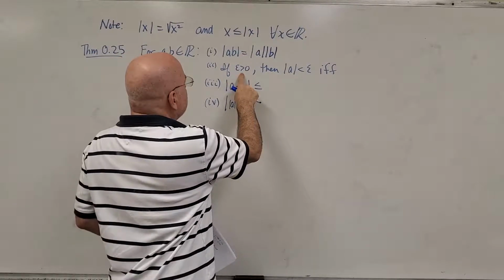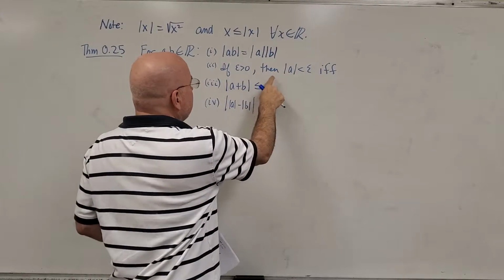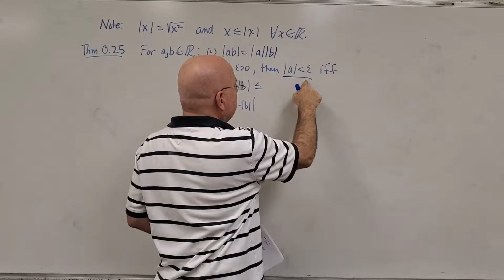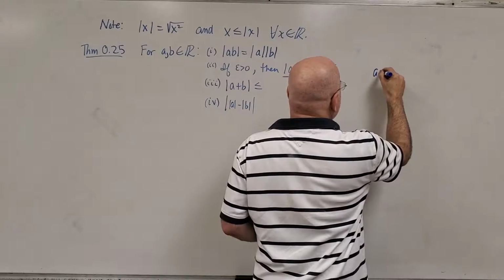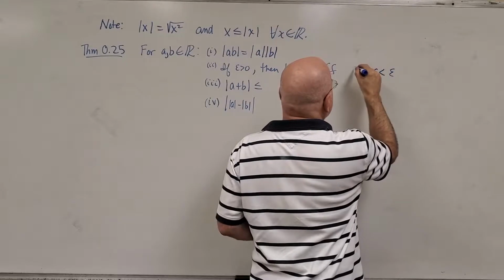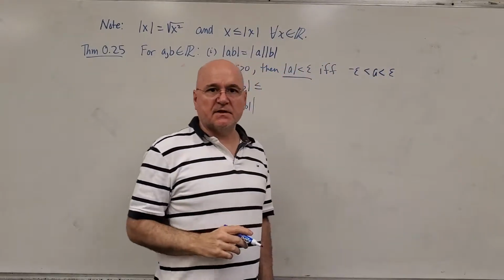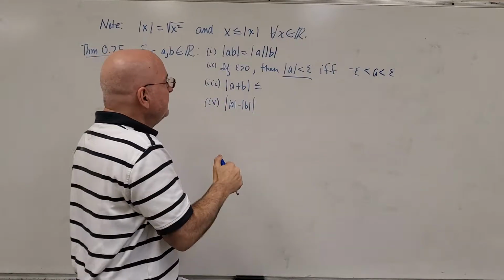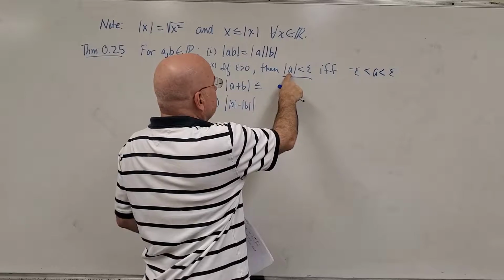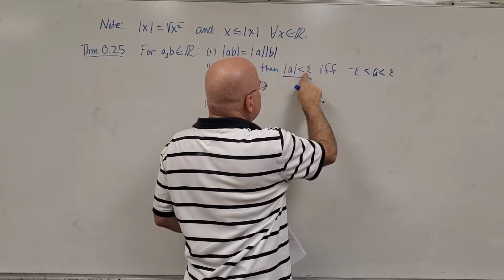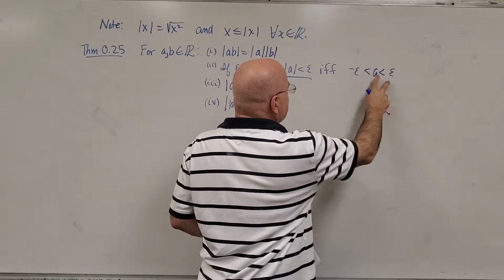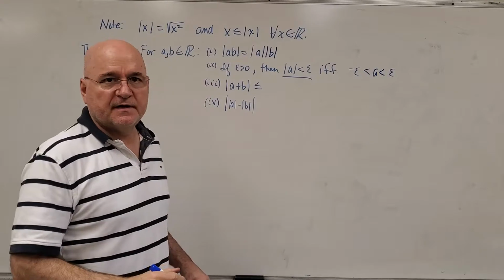If epsilon is greater than 0, then the absolute value of A is less than epsilon if and only if A falls in between negative epsilon and epsilon. That's what the absolute value means. It means that the distance between A and 0 is less than epsilon. The distance could be in either direction, but A is between negative epsilon and epsilon.